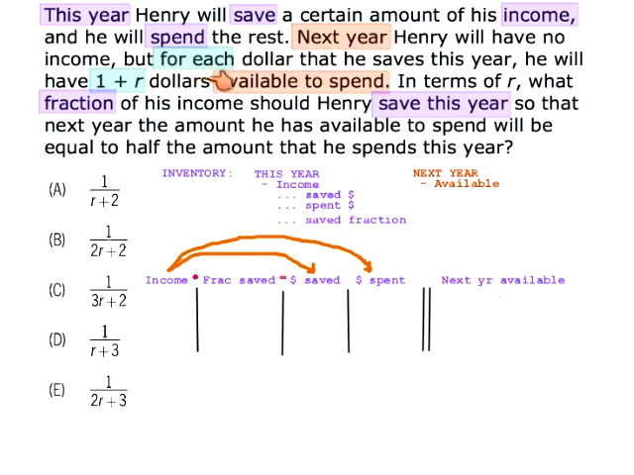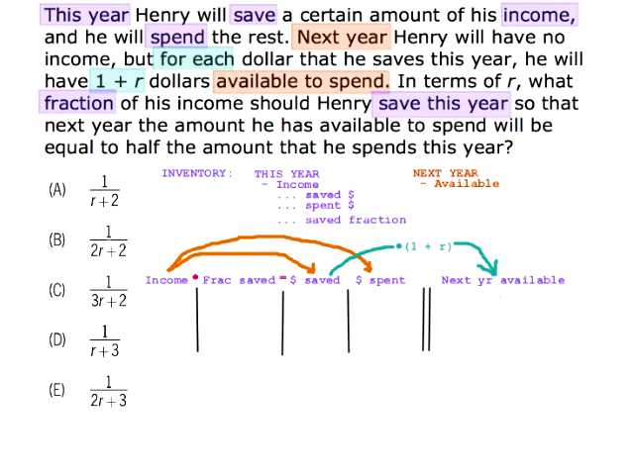And then what is this 1 plus R business? For each dollar he saves this year, there will be 1 plus R. So that's a multiplying thing. So let's just write that. We have multiplied by 1 plus R. That gives us this. And that's actually it. So there's one more thing.